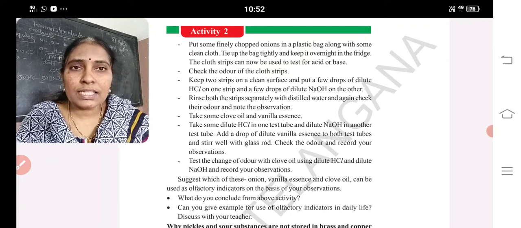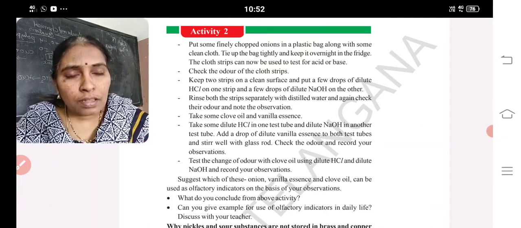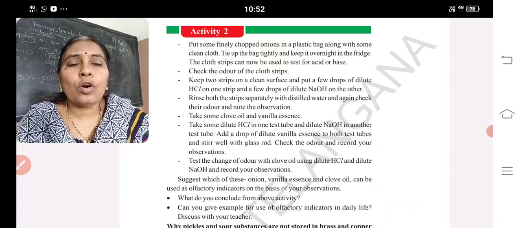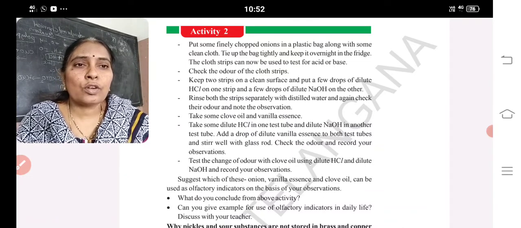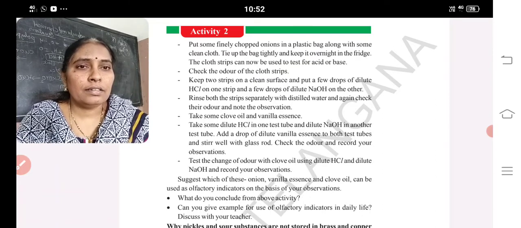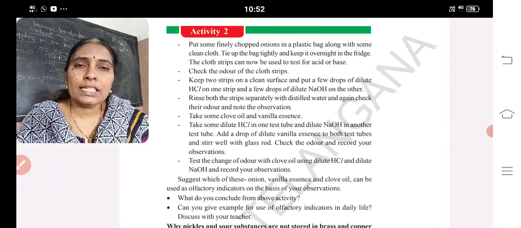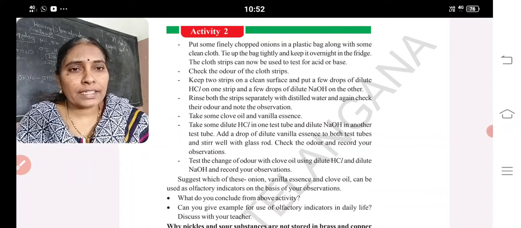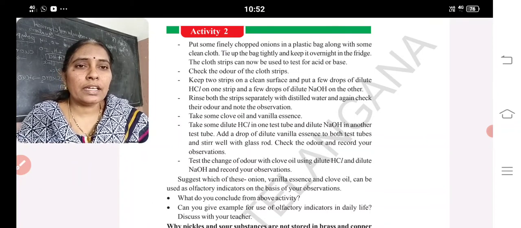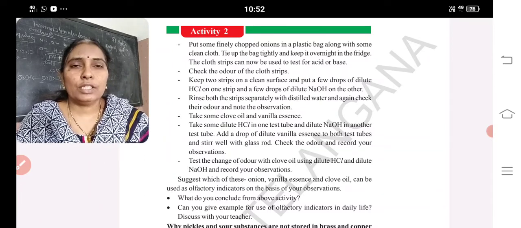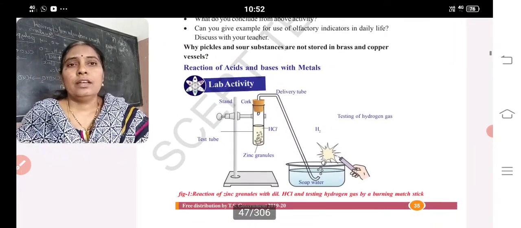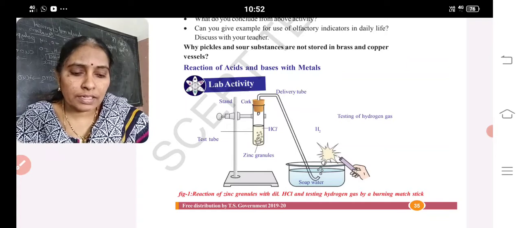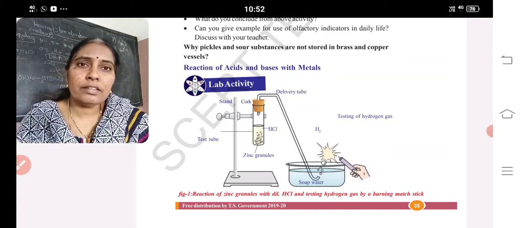So from this we can say that onion acts as an olfactory indicator. Not only onions, vanilla essence, clove oil and vinegar, all these are called olfactory indicators. What are olfactory indicators? The substances which change their odor in acidic and basic mediums are said to be olfactory indicators.